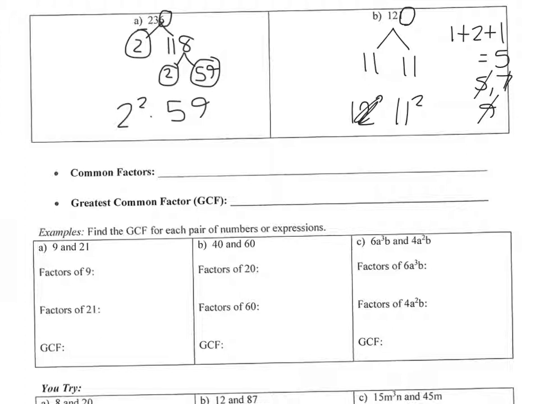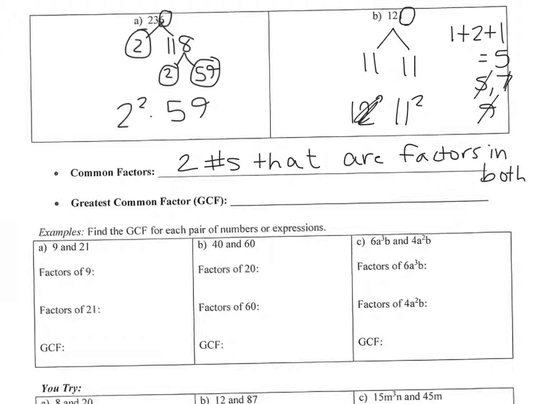That's the prime factorization. So common factors are numbers that are factors of both. And I guess they don't always have to be numbers either. The greatest common factor is the highest number. So the best way to do it is to practice this.